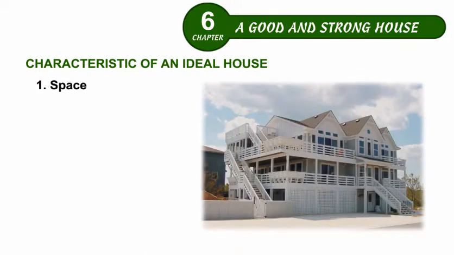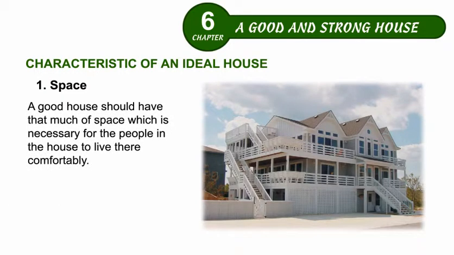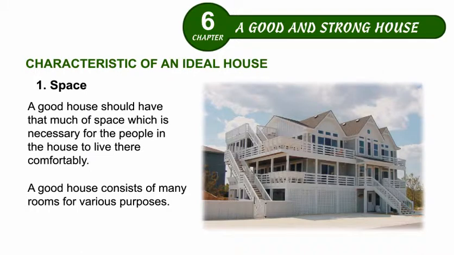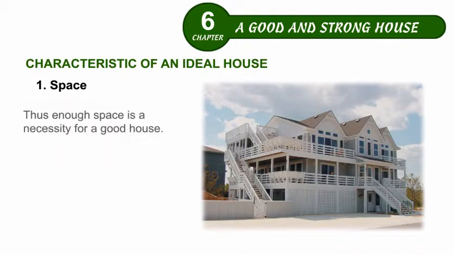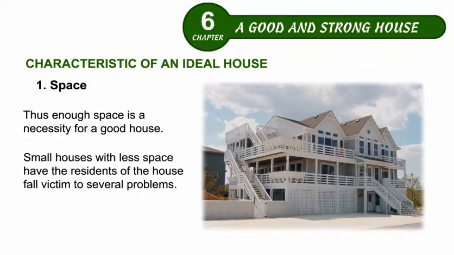1. Space. A good house should have that much of space which is necessary for the people in the house to live there comfortably. A good house consists of many rooms for various purposes. Thus, enough space is a necessity for a good house. Small houses with less space have the residents of the house fall victim to several problems.